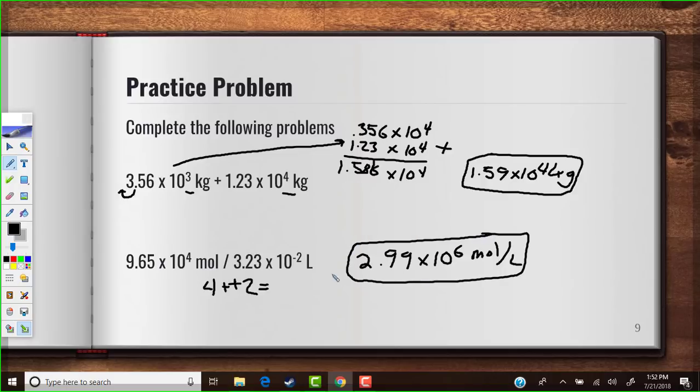Simple enough, right? Just need to do a little bit of math here. So we just divided our two numbers. We divided this number by that number. And then we subtracted our exponents and plugged that in and get our answer. So again, pretty straightforward stuff. But as always, we'll have some more practice problems later on in class.